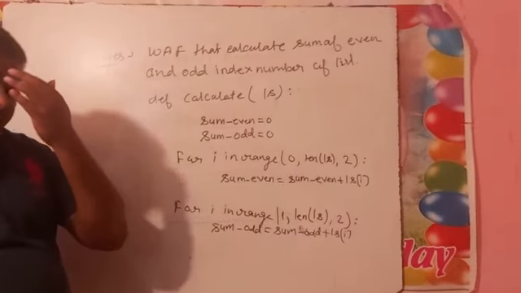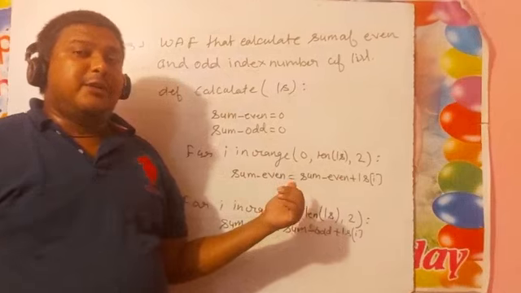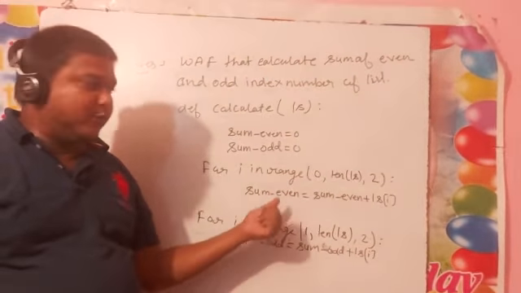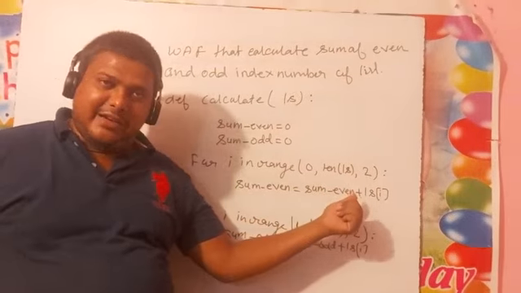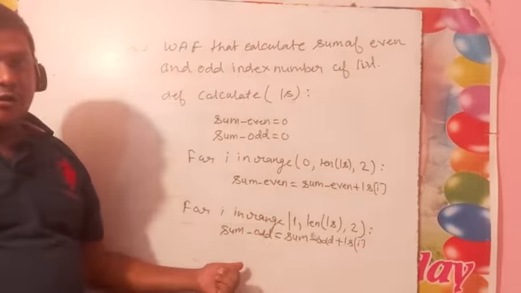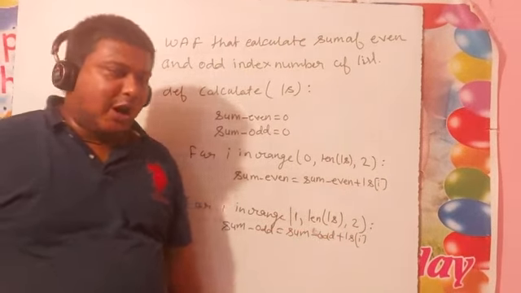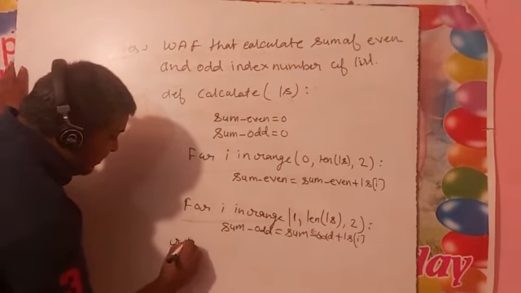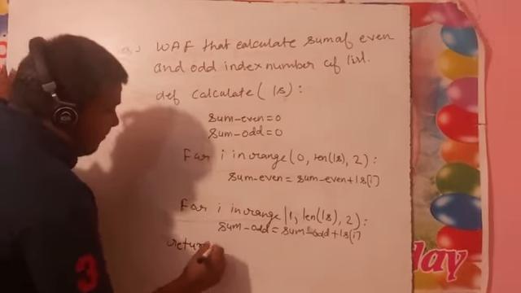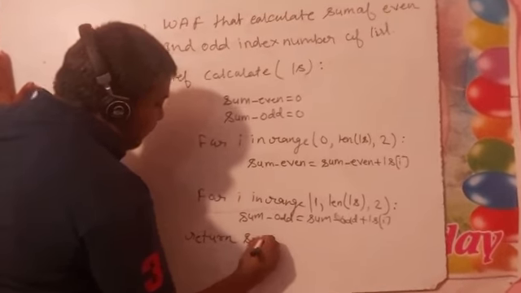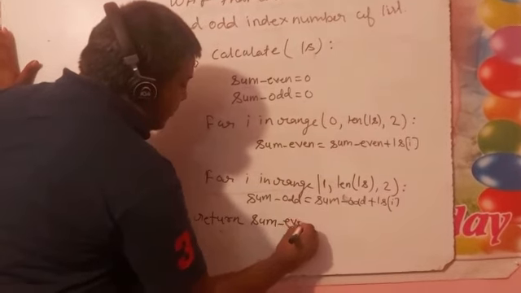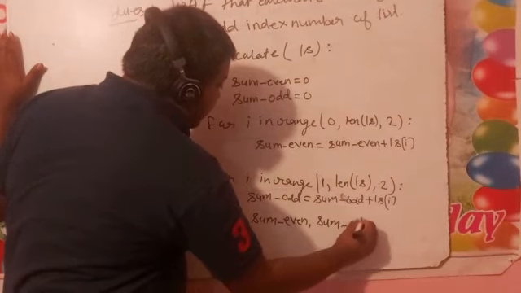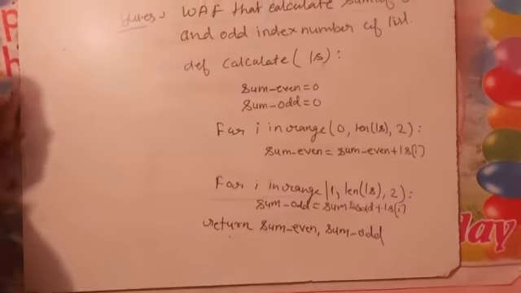That means I can do it using one loop also, but for more clarification I did this using two loops. One loop will find the even index sum, and another loop will find the odd index sum. After that, we have to return these values. So I will write return sum_even comma sum_odd, and our function's work is over.